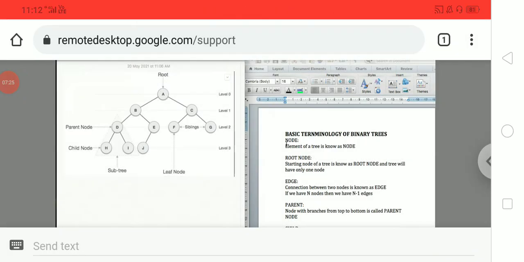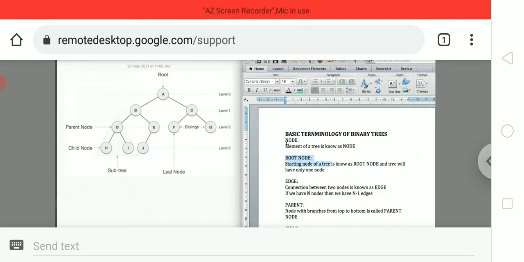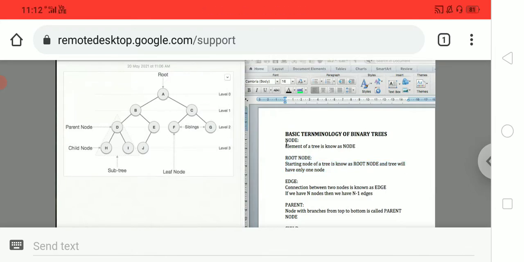Next one is root node. Starting node of a tree is known as root node, and a tree will have only one root node. So when we see in this example, we already discussed the definition, starting node of a tree. In this example we have so many nodes, and what is the starting node? A. So here A will be called as root node, that means starting node.